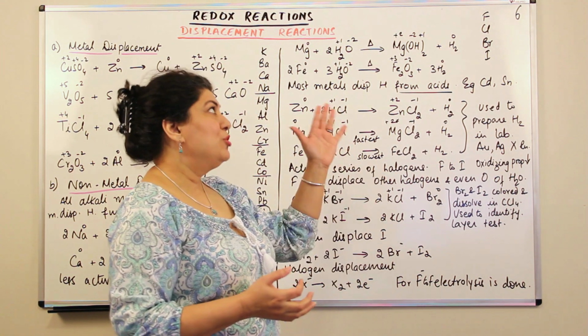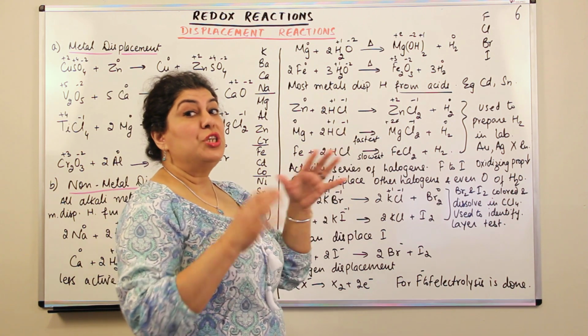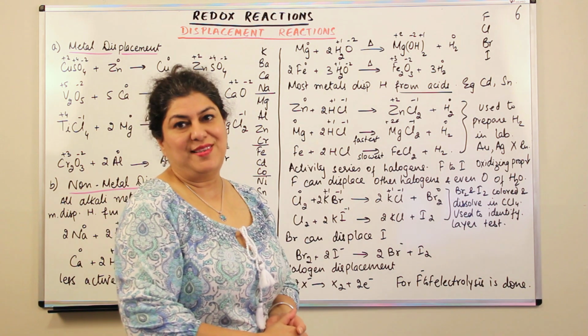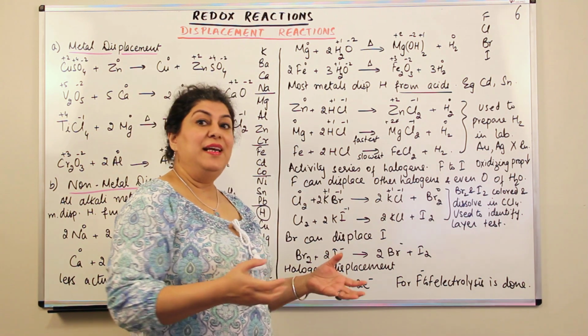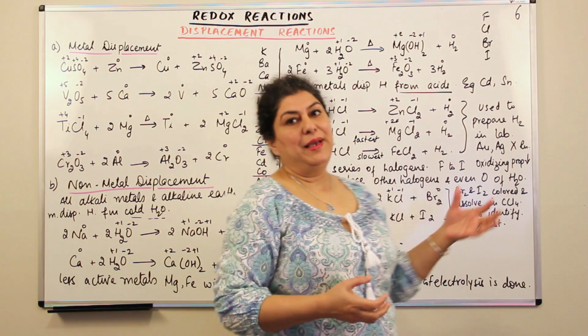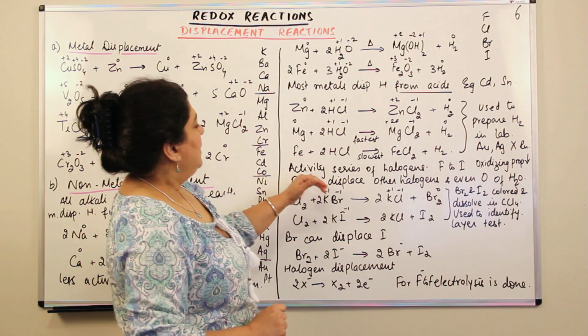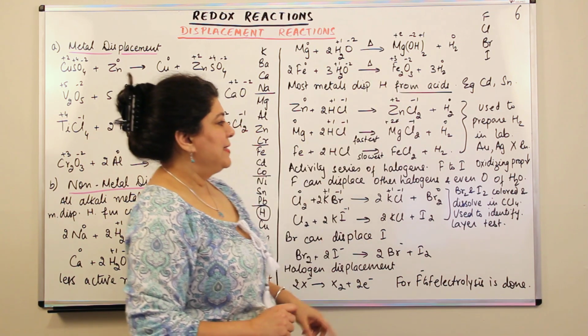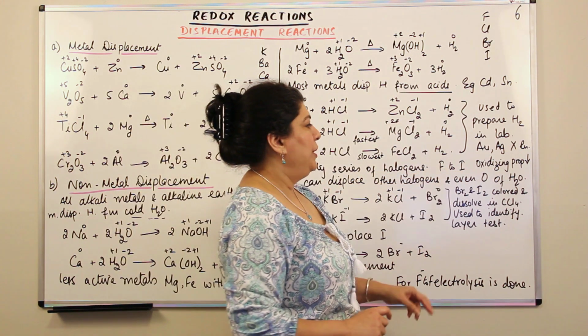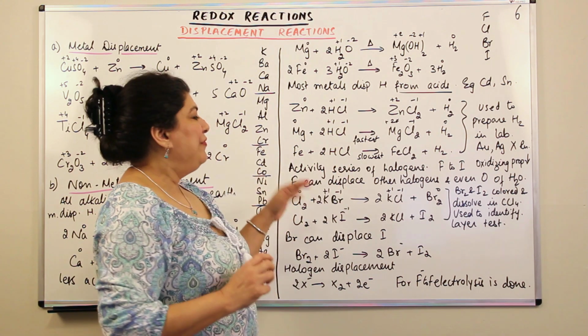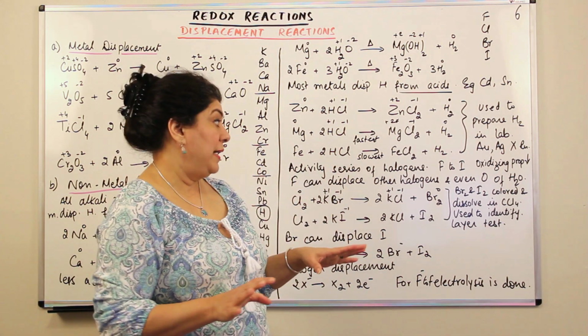Why? Because it is the most reactive, and in order to displace fluorine from its salt, you will have to use electrolysis. So this can be done electrolytically, but it cannot be done by chemical methods. So let us see some of these reactions. The activity series of halogens also exists from fluorine to iodine. The oxidizing property goes on decreasing.